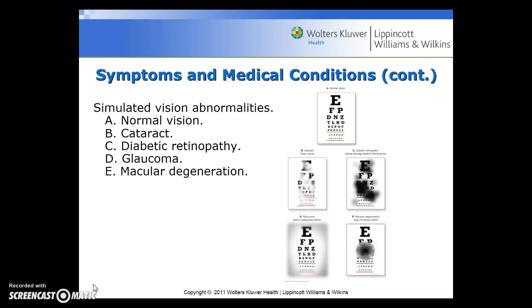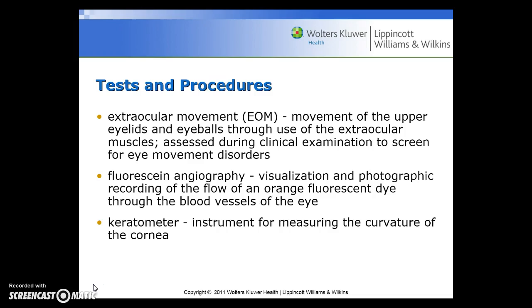Here you can see the different simulated vision abnormalities. So A is normal vision, B is a cataract or a hazy vision, C is diabetic retinopathy, and so the retinal damage leads to blind spots. D is glaucoma, and that's loss of the peripheral vision, you can see there, and E, macular degeneration, which is the loss of central vision.